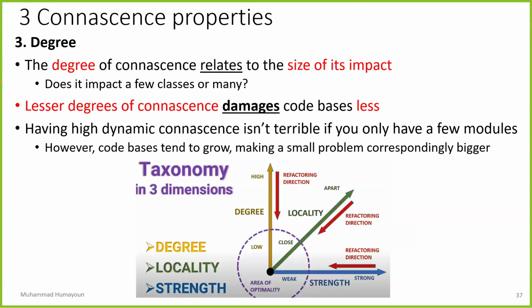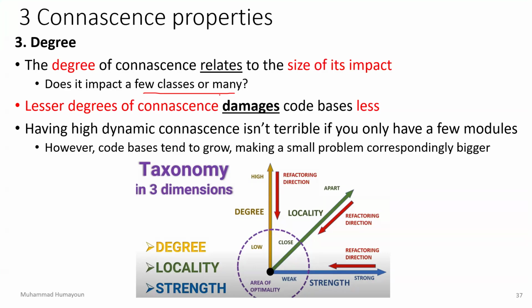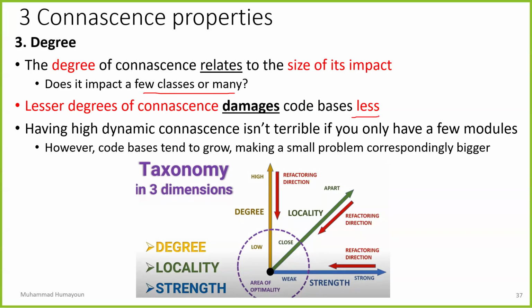And finally, degree. The degree of connaissance relates to the size of its impact. So what does degree really mean? The impact, like does it impact a few classes or many? Whenever you have to make some change in one module, ask yourself to what degree the effect will be if I make this change. So that is what degree means here. A lesser degree of connaissance damages the code base less because the effect is a bit smaller.